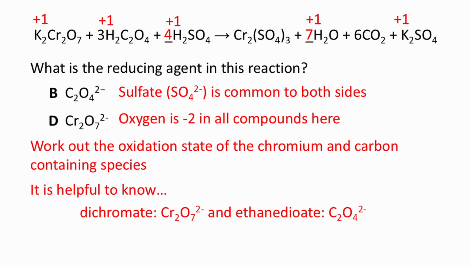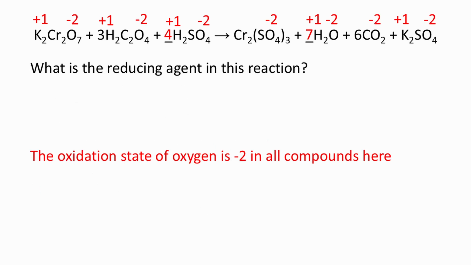Oxygen has an oxidation state of -2 in each of the compounds here. We need to work out the oxidation state of the chromium and carbon containing species in the reactants and products. It is helpful to know that the dichromate ion is Cr2O7 2- and the ethane dioate ion is C2O4 2-. I have put -2 above each oxygen atom in the equation to represent the oxidation state.